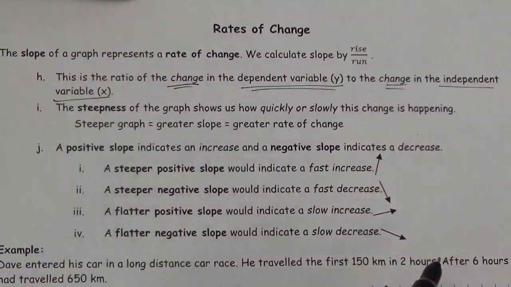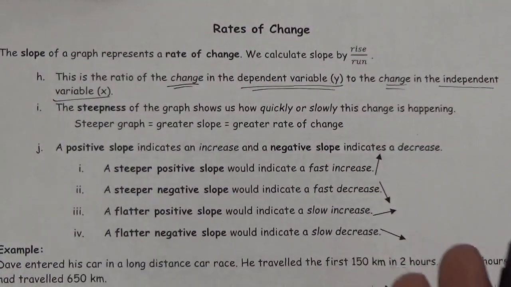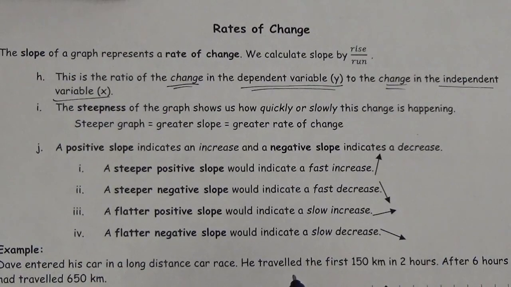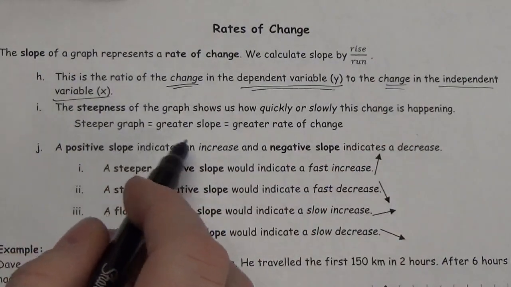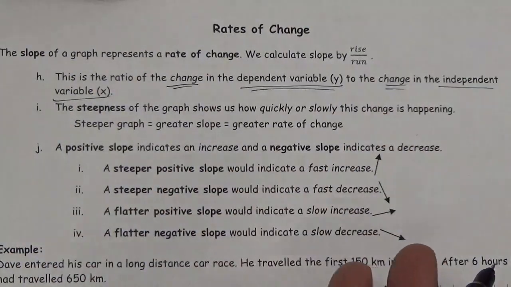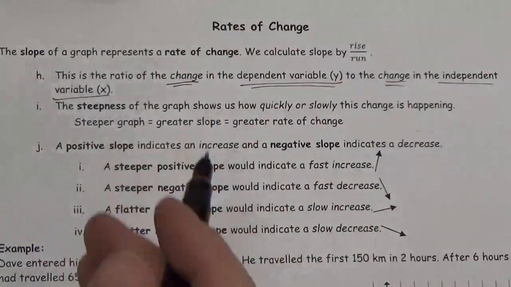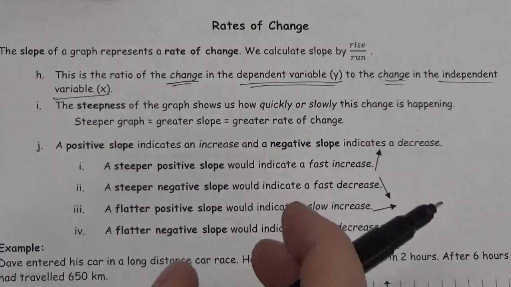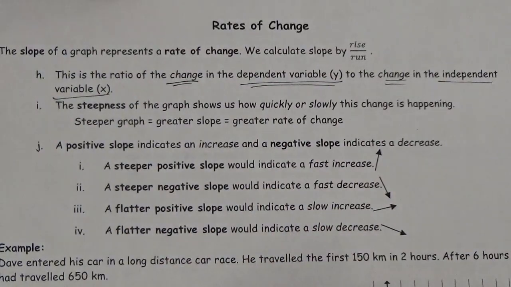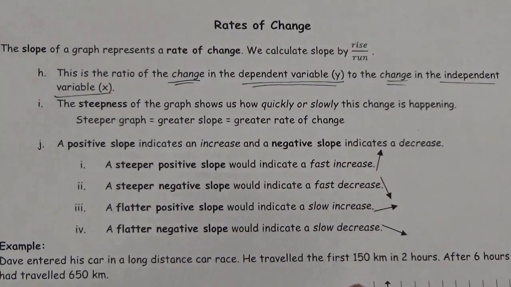And it's the steepness of the graph that shows us how quickly or how slowly this change is happening. Okay, so the steeper the graph, the greater the slope, the greater the rate of change. In other words, if you've got a really steep graph, what that means is the y-coordinate is changing very, very quickly compared to a change in the values along the x-axis.